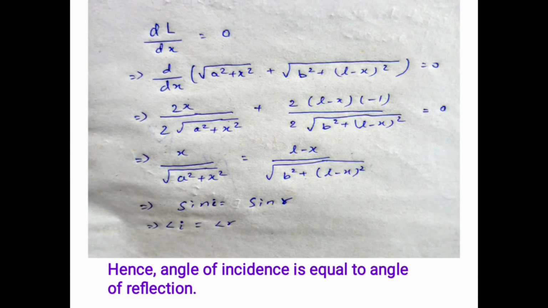Now we will differentiate this. We will put the values here, and after solving the whole equation we will get x upon under root a square plus x square equal to (l minus x) upon under root b square plus (l minus x) whole square, which is equal to sin i and sin r. So angle i is equal to angle r. So the angle of incidence is equal to the angle of reflection. So the second law is also proved.